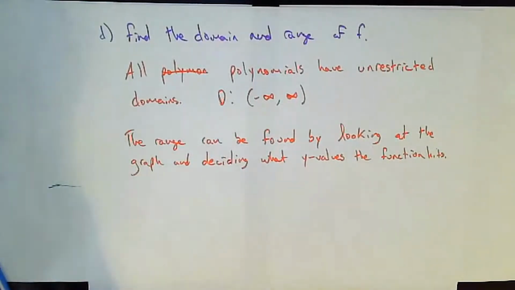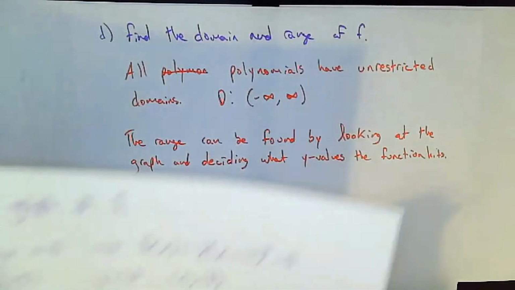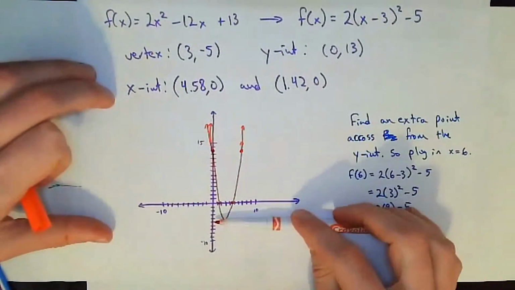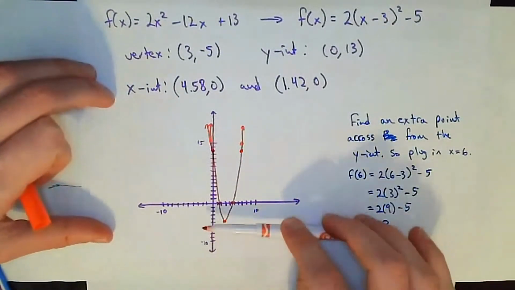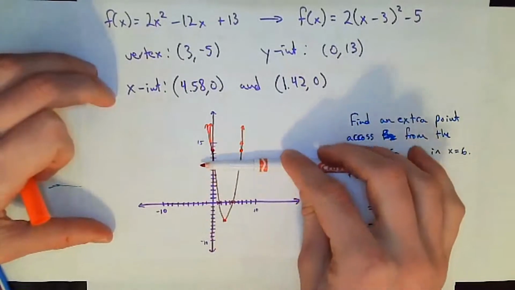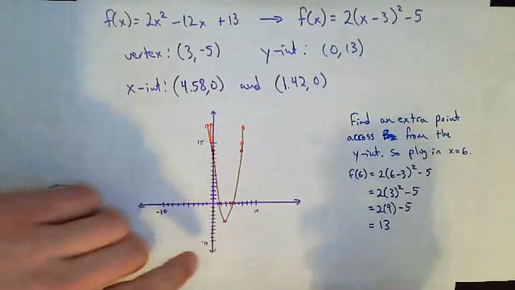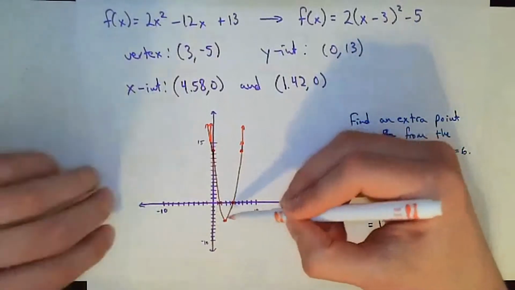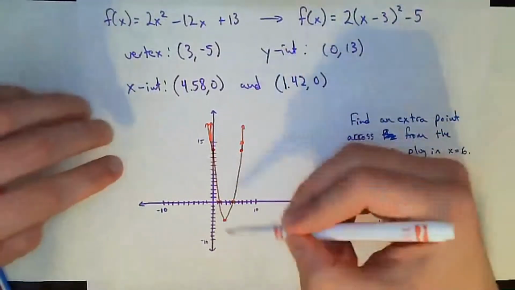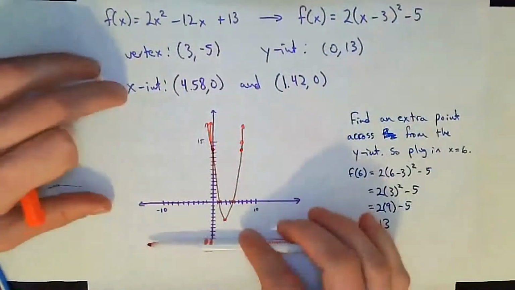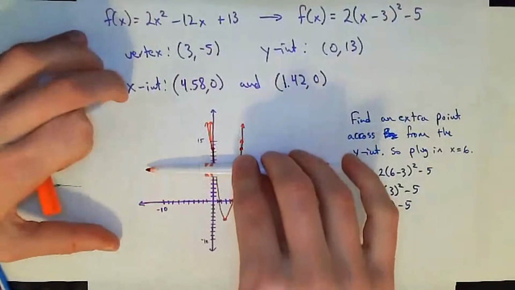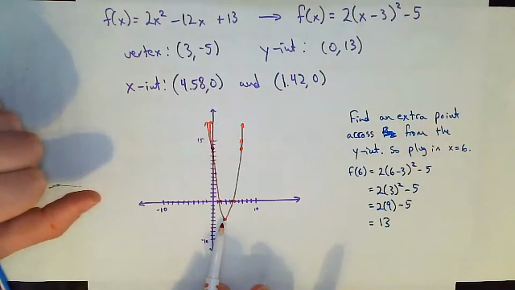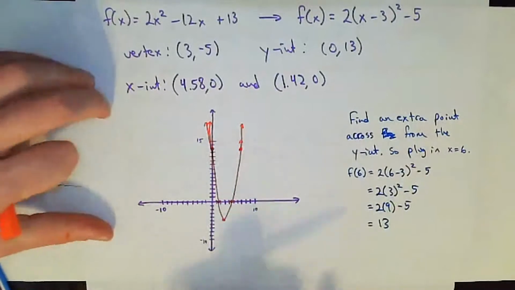All right, let's look at this. It never goes lower than -5, that's for sure. Does it hit every y value above -5? Yes, it's going to hit all of them. In fact, it's going to hit them twice because of the shape of this graph. So yes, it hits every y value above -5 and including -5, but nothing below.